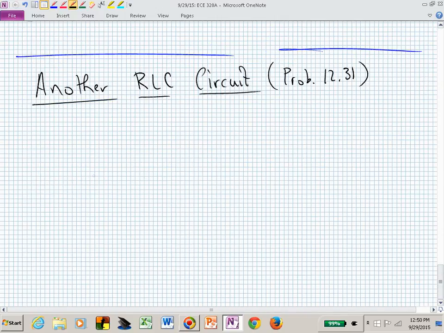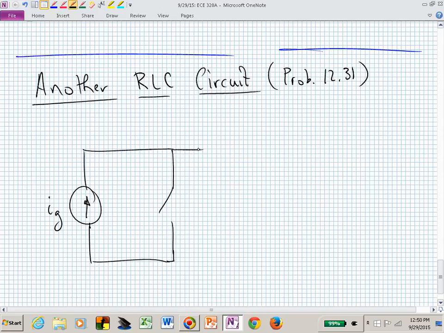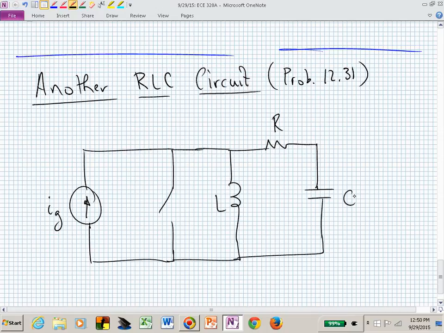And the circuit looks as follows. We now have a current source, that's I sub g of t. I'm probably not going to always include the argument time in some of these. We have an inductor, a resistor, and a capacitor. And we're told that this switch moves at time t equals 0.